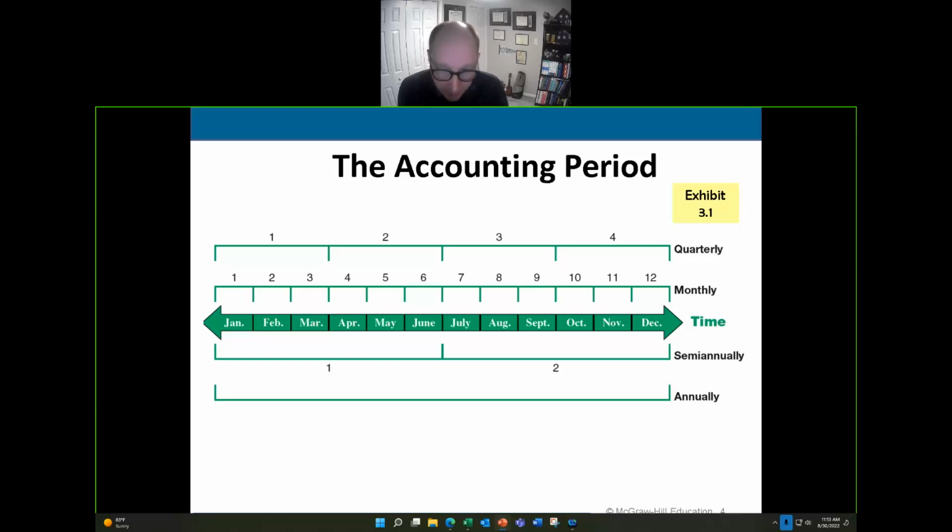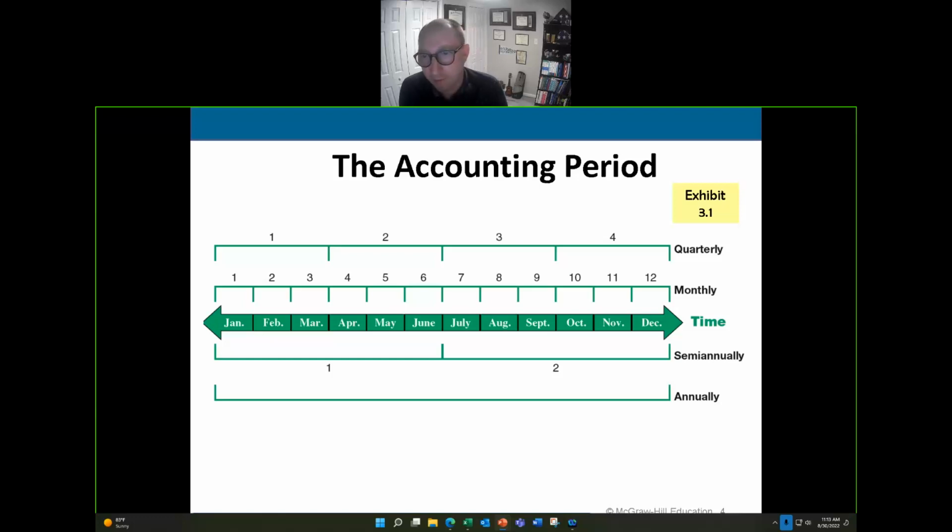The financial statements, income statement, balance sheet, statement of cash flows, can also be reported in a semi-annual format, every 6 months. And that information is useful for management in order to understand the direction and the trends for the company.